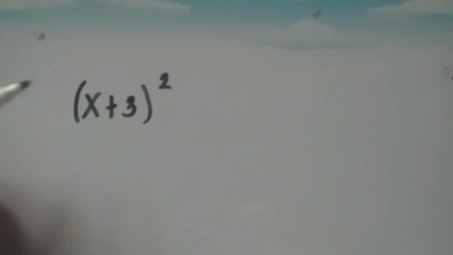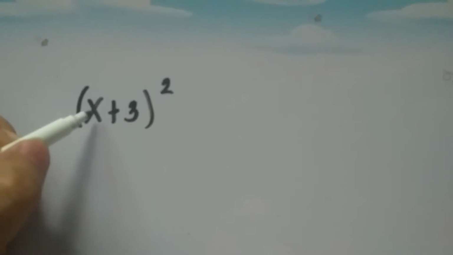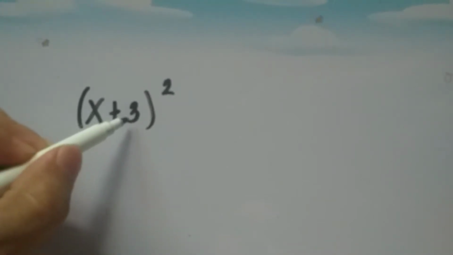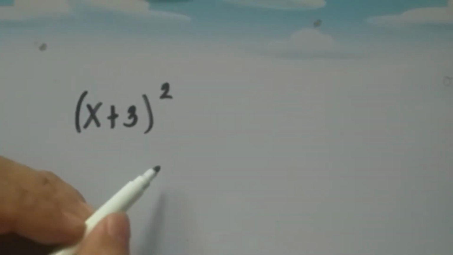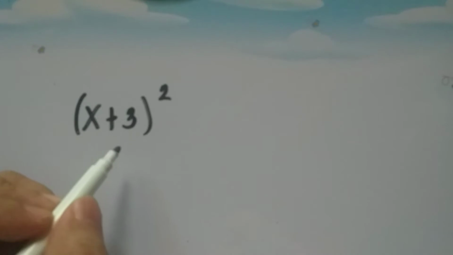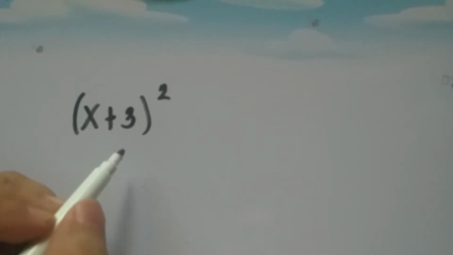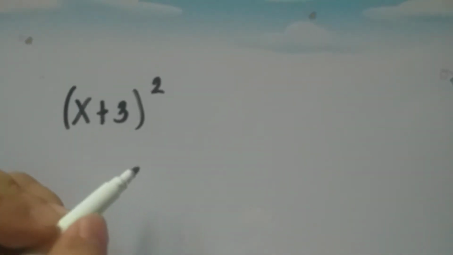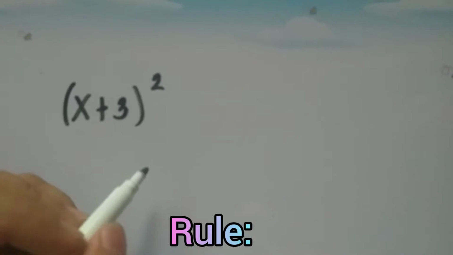About squaring a binomial. Let's have this one: x plus 3 squared. So, to get the product wherein given is a square of a binomial, we have to use a rule. And what is this rule?